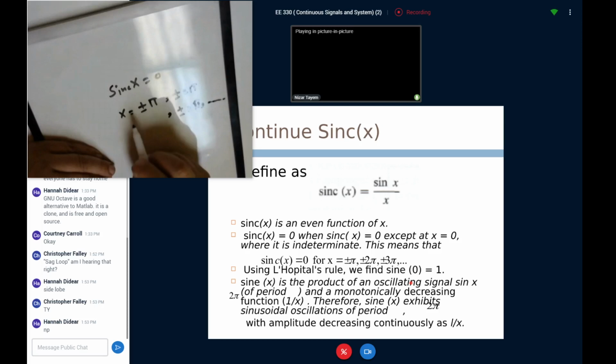Okay, somebody says they cannot see the whiteboard. Did you see the whiteboard now? Did you see the whiteboard?